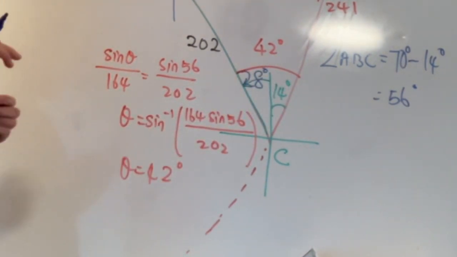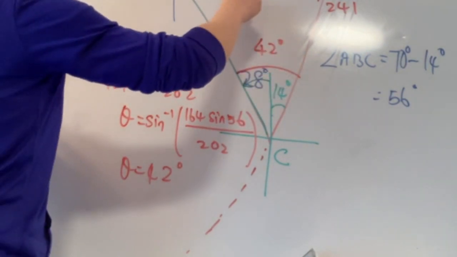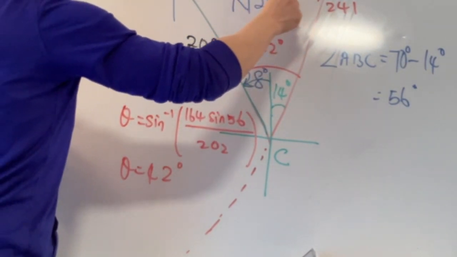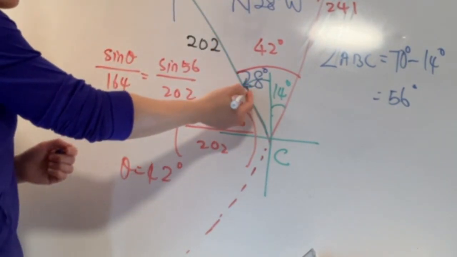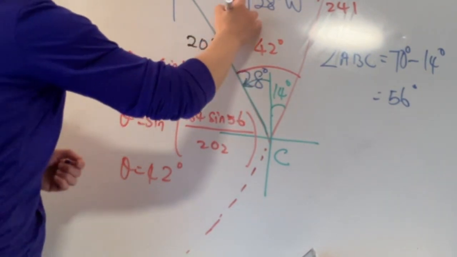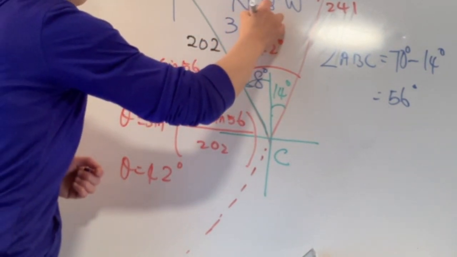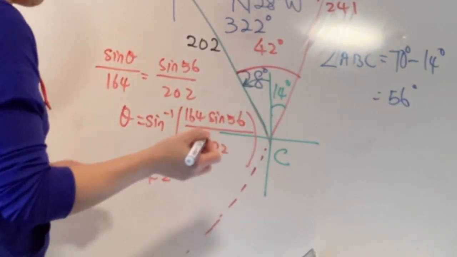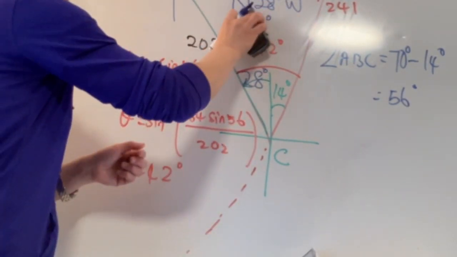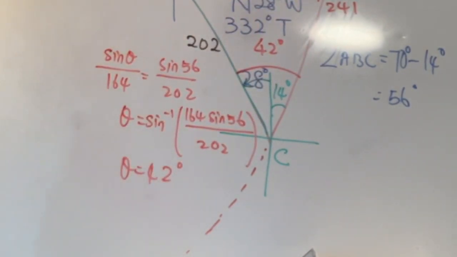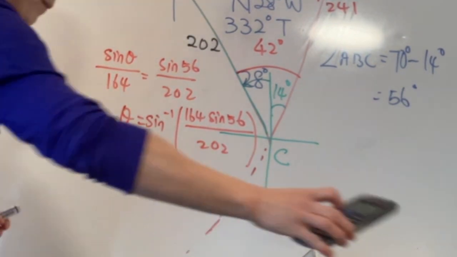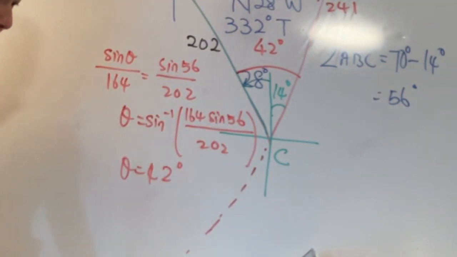And therefore, in terms of compass bearing, it's going to be north 28 degrees west. If you want to write it as a true bearing, it's going to be 360 minus 28, which is 332. True bearing, yep, either way. Okay, more of the bearing on the next one.